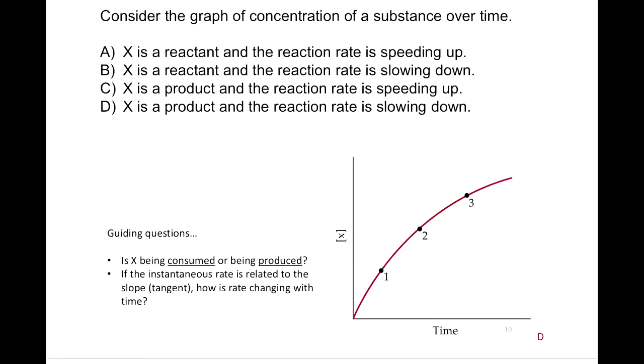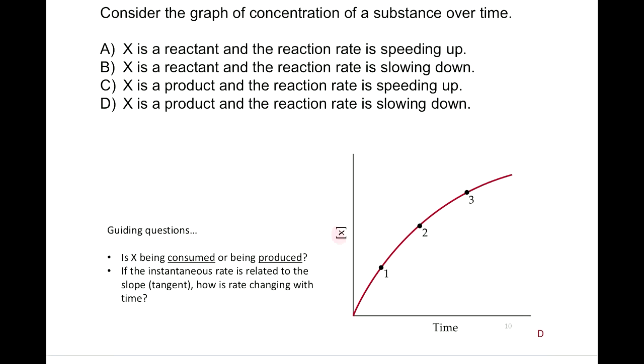So, one more here. Let's put it all together. Consider this graph. I got a substance changing its concentration over time. What can we deduce about this reaction? Is X a reactant? Is it a product? And is this reaction speeding up with time, or is it slowing down? What do we think? Okay, so let's go through the guiding questions here.